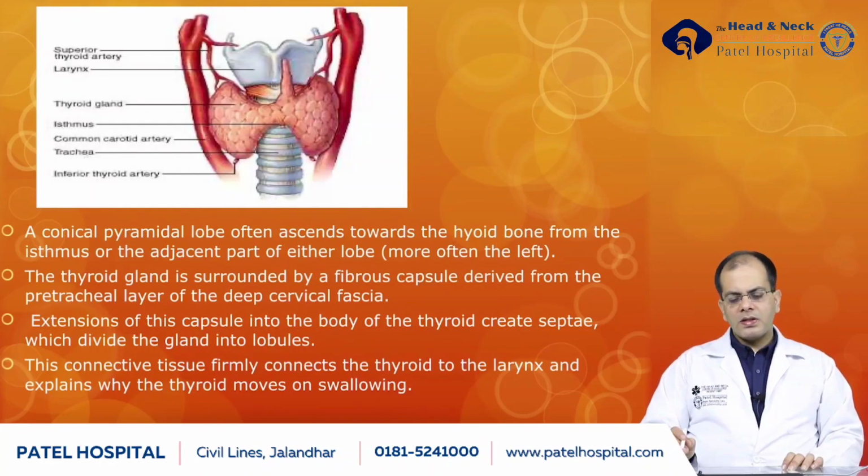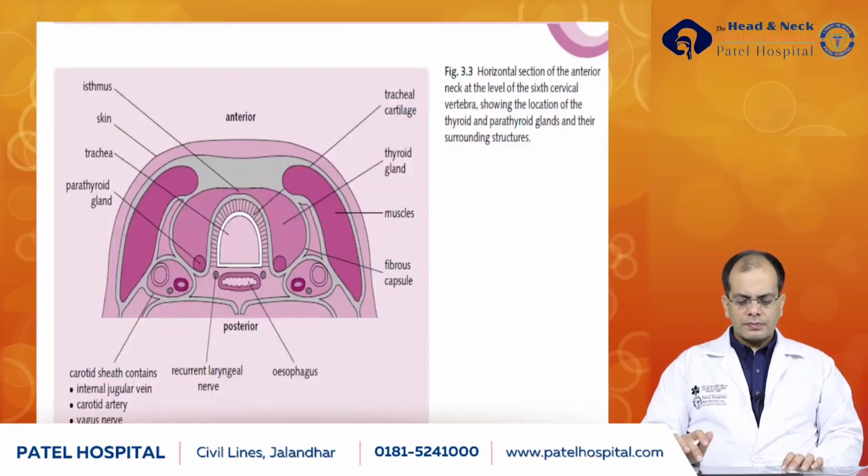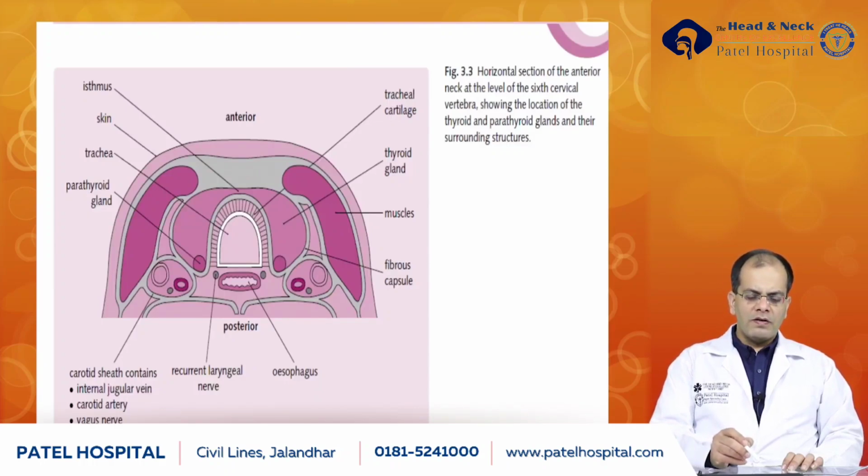Again, the pyramidal lobe is diagrammatically represented in this picture. We've already talked about the extensions and the deep cervical fascia that forms an invagination of the thyroid gland. Here is a cross-sectional view or an axial view, again a diagrammatic representation, which can show you that the thyroid has the parathyroid in the posterior aspect.